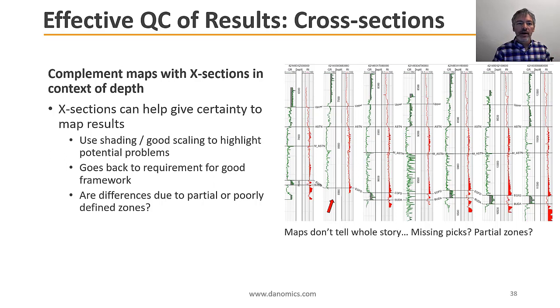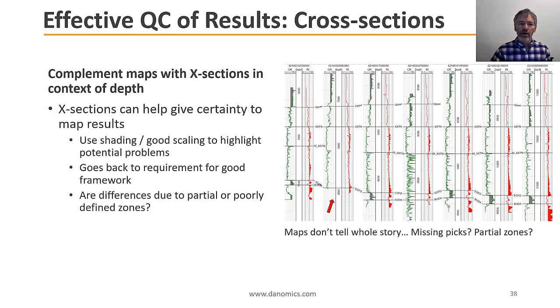Some tips here. Remember, we're doing this to highlight problems and to try and find issues in our interpretation. So feel free to change your scales and highlighting to make sure that you can understand where you have problems. For example, if you're QCing a porosity interpretation, maybe you use specific shading to highlight exceptionally high porosity values, so your eye is really drawn to those wells.